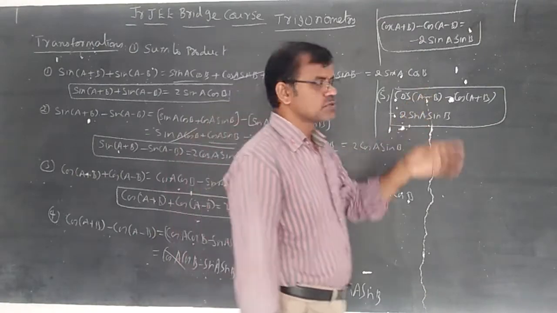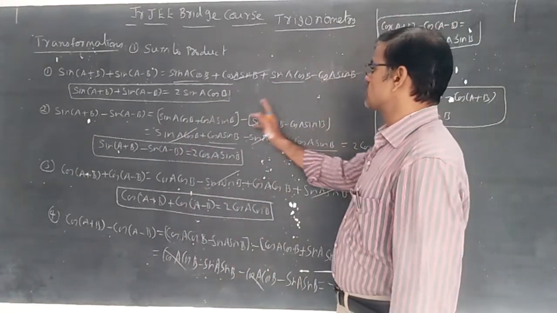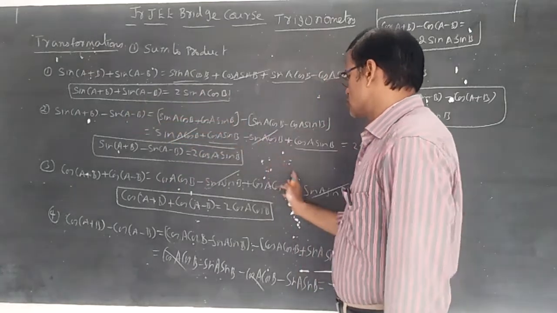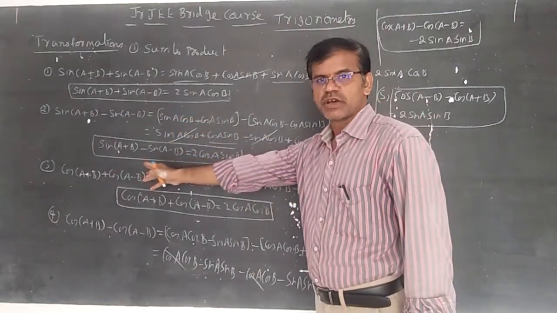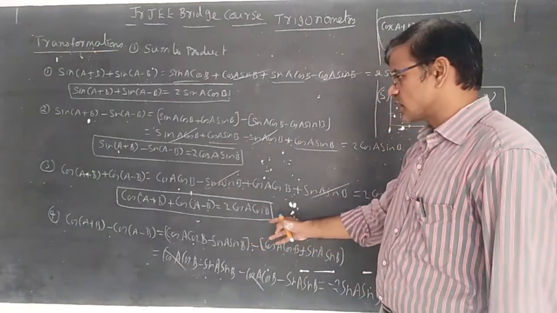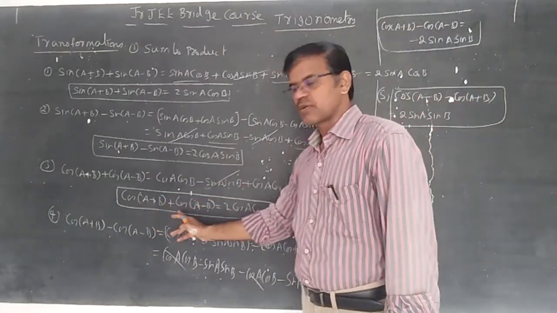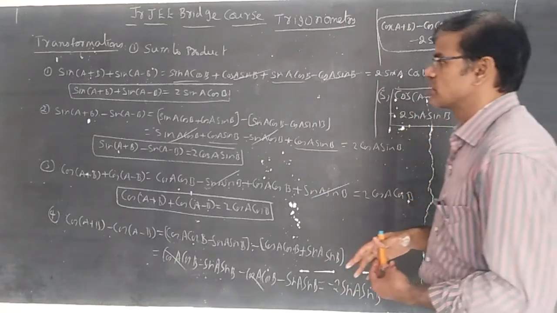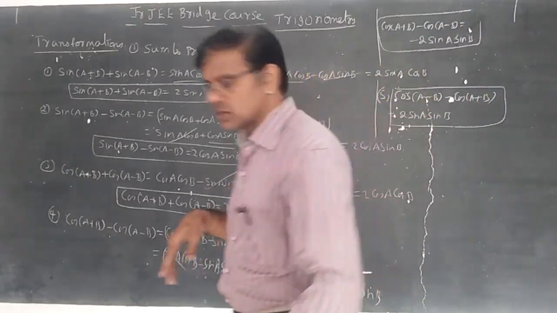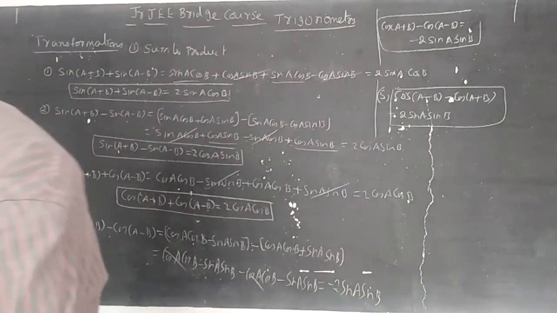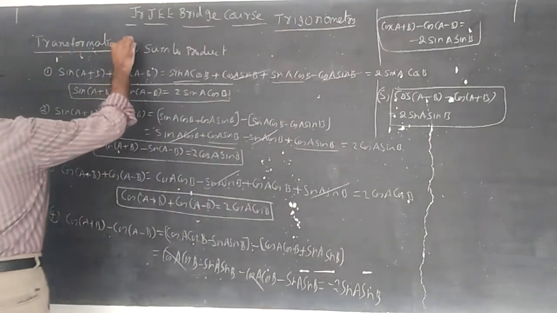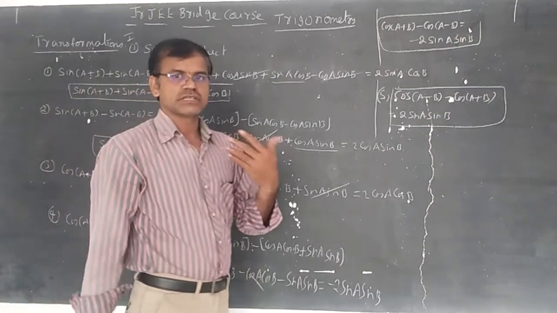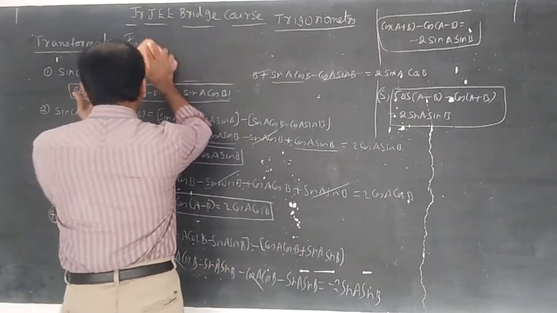Product to sum means 2 sin A cos B is equal to sin of A plus B plus sin of A minus B. 2 cos A sin B is equal to sin of A plus B minus sin of A minus B. 2 cos A cos B is equal to cos of A plus B plus cos of A minus B. 2 sin A sin B is equal to cos of A minus B minus cos of A plus B. These are product to sums. Depends upon these transformations, the sin of A plus B formula, Roman number 1, we have completed. Let us discuss Roman number 2.